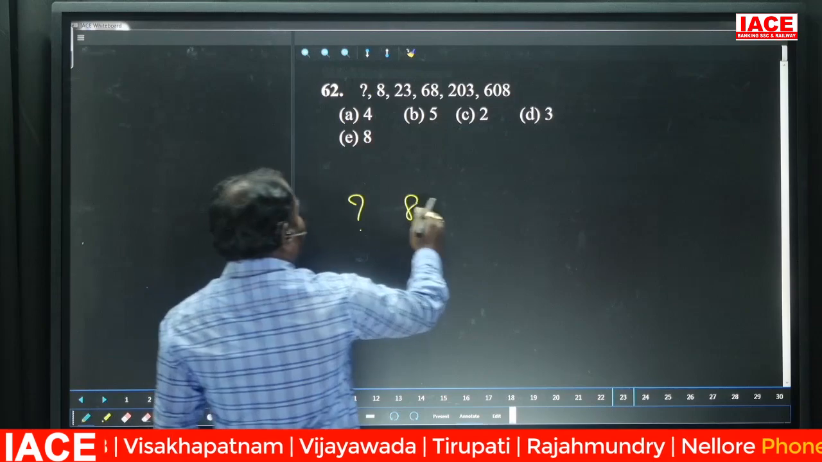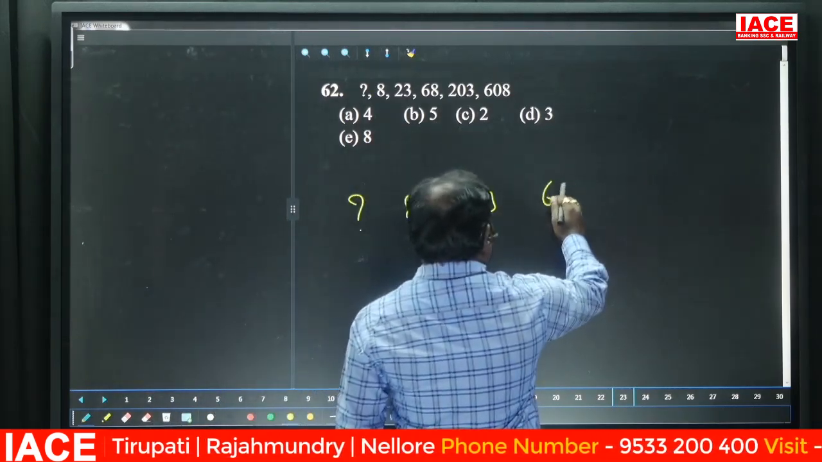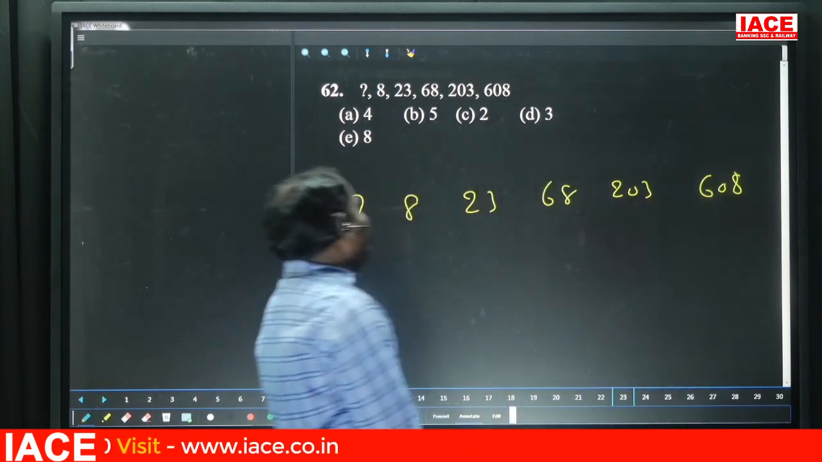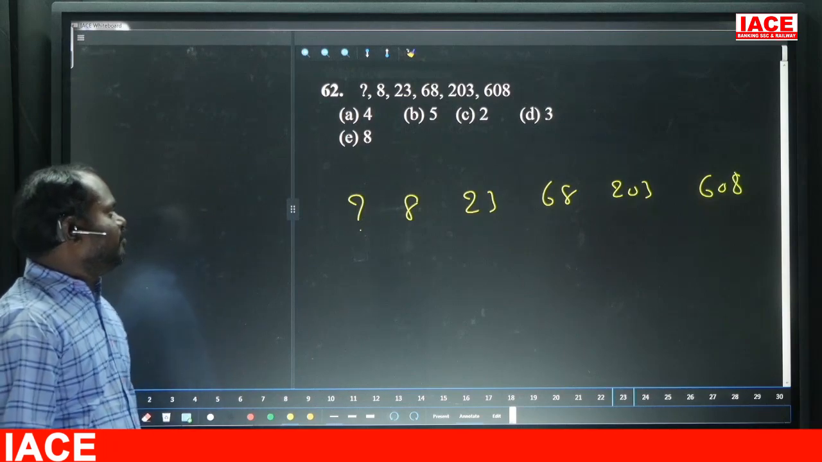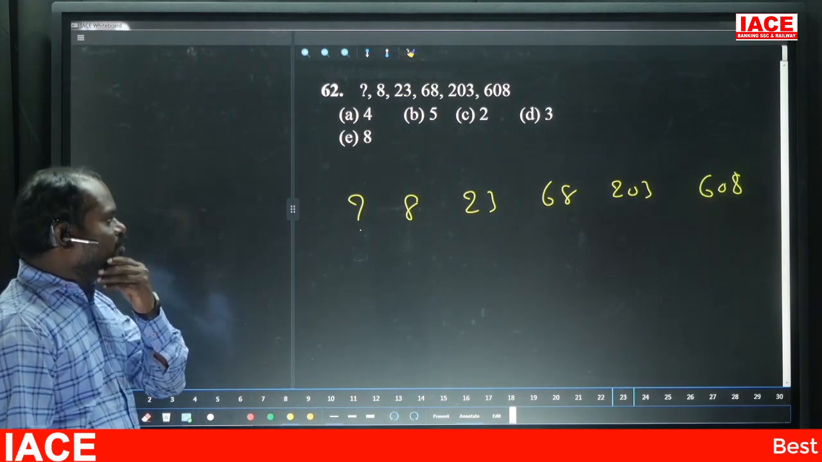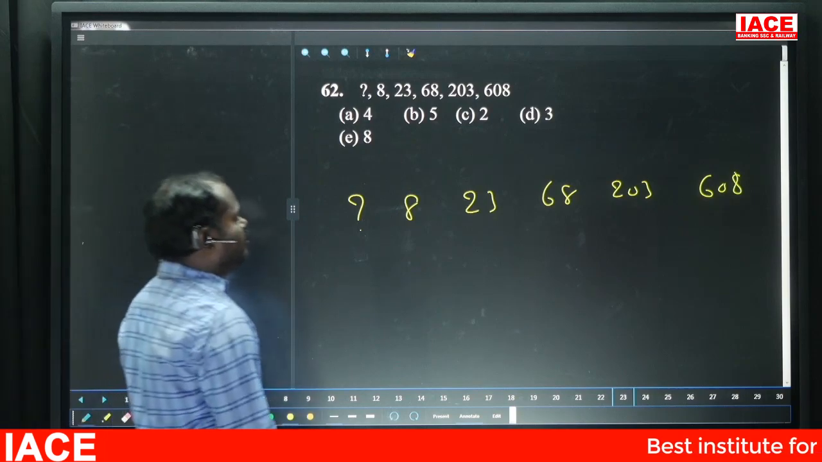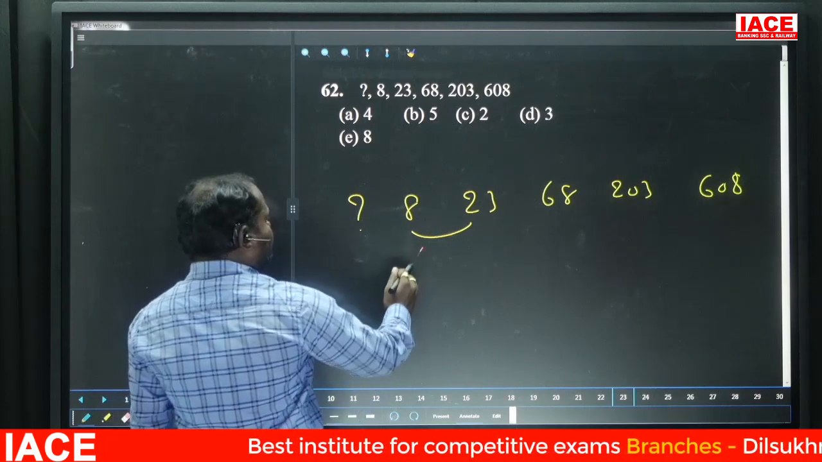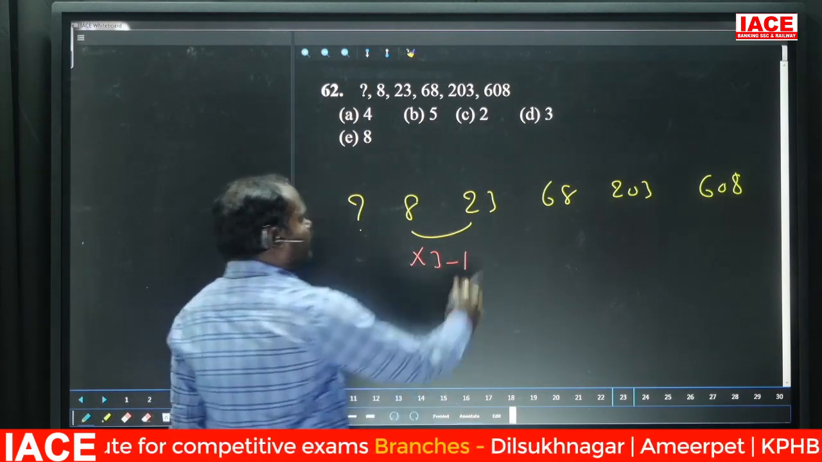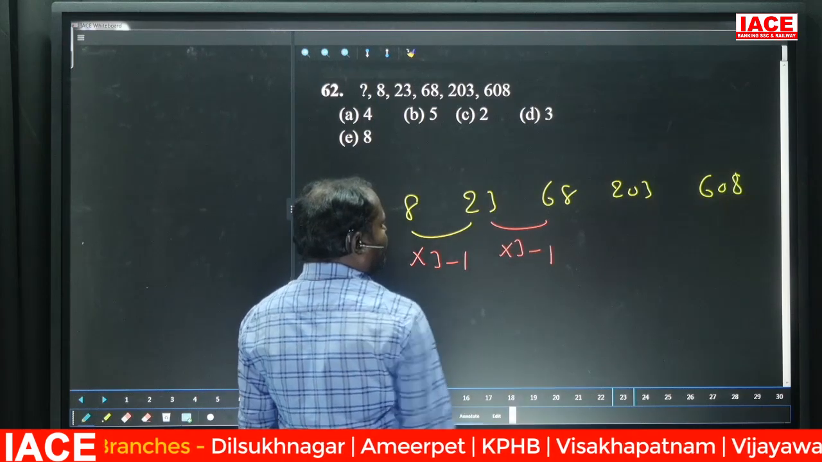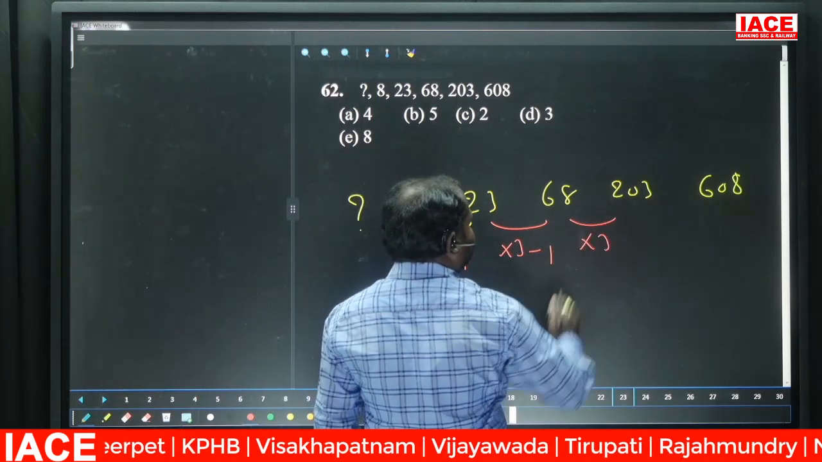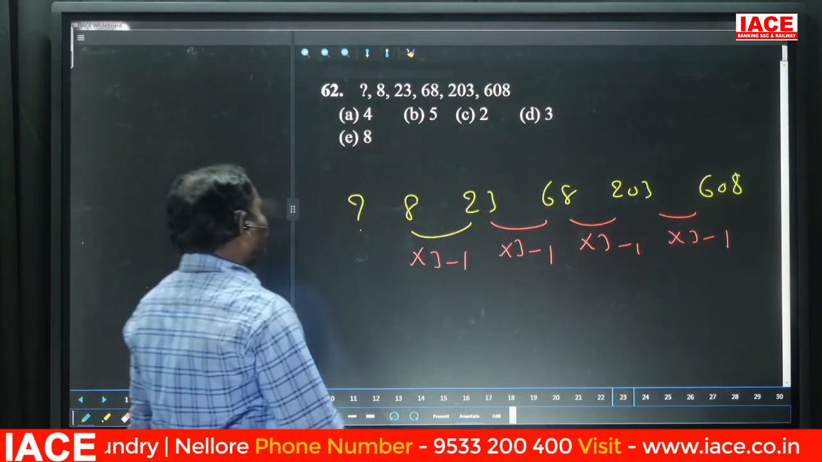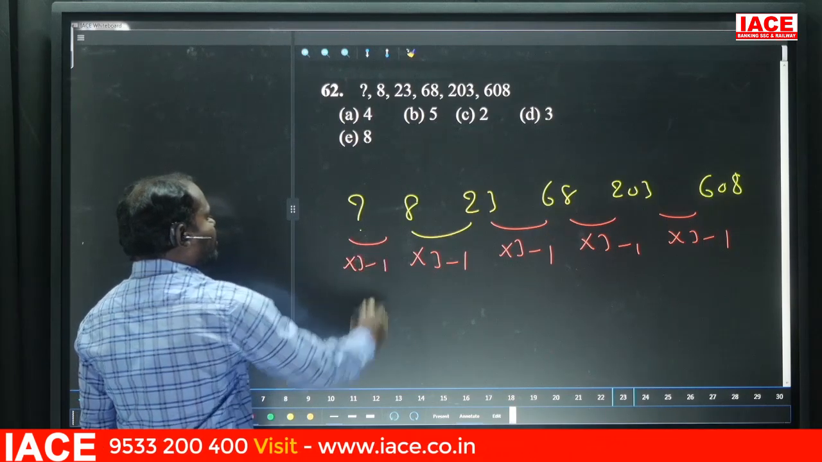Question mark, 8, 23, 68, 203, 608. If you observe the difference, we are starting with 8, and there is a huge number, 608. Think in multiplication: 8, 8 into 3 is 24, minus 1. We can write it as something into 3 minus 1. Here also 23 into 3 is 69, minus 1, and 68 into 3 is 204, minus 1, it is also into 3 minus 1. The logic is into 3 minus 1. So something into 3 minus 1 is 8.